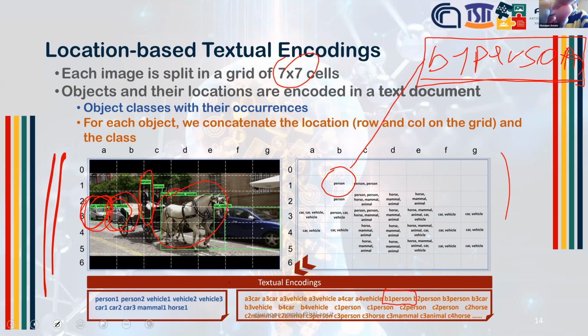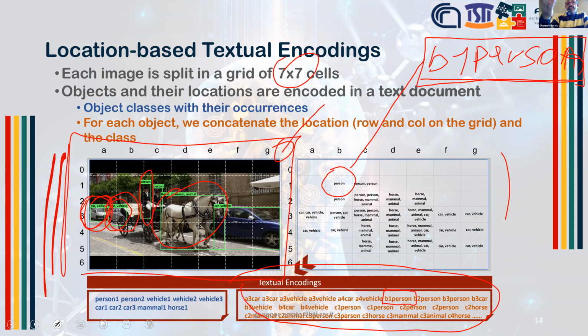See, so A3 car, A3 car. It means that in A3 we have two cars, A3 vehicle, A3 vehicle, A4 car, A4 vehicle, etc. So this is the representation of the information extracted from this picture. So it is a text representation, a convenient text representation of the information contained there.